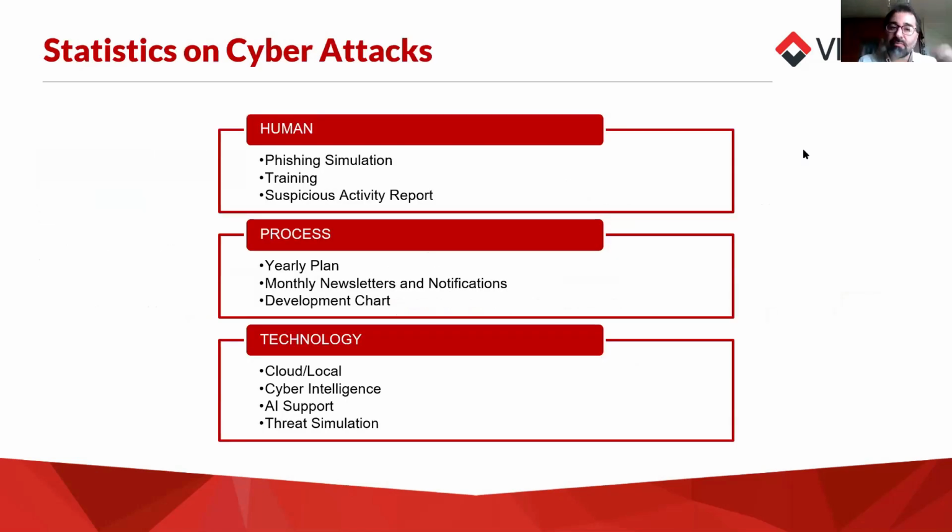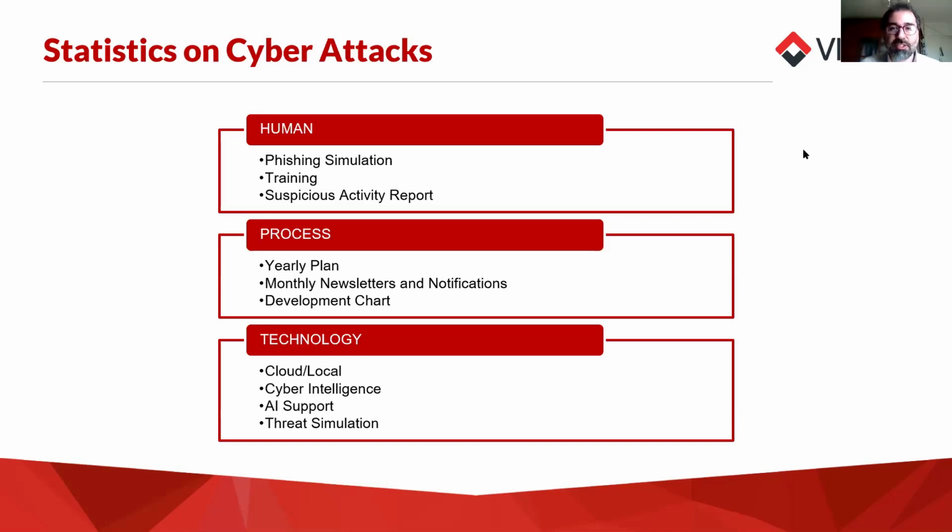Statistics of cyber attacks also show, for the humans, phishing simulation training and suspicious activity. You have to get those kinds of trainings. The process should be yearly planned. Monthly newsletters and notifications should also be sent to the employees to get more awareness and more discipline. That means you have to train your employees periodically.